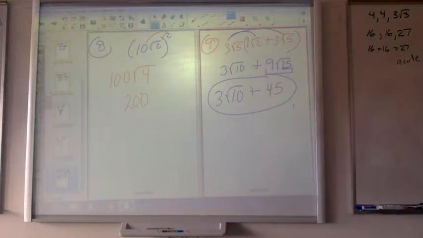Okay, could I have written it 45 plus 3 root 10? Absolutely. Which one's right? Both. Which one do I prefer? Both.